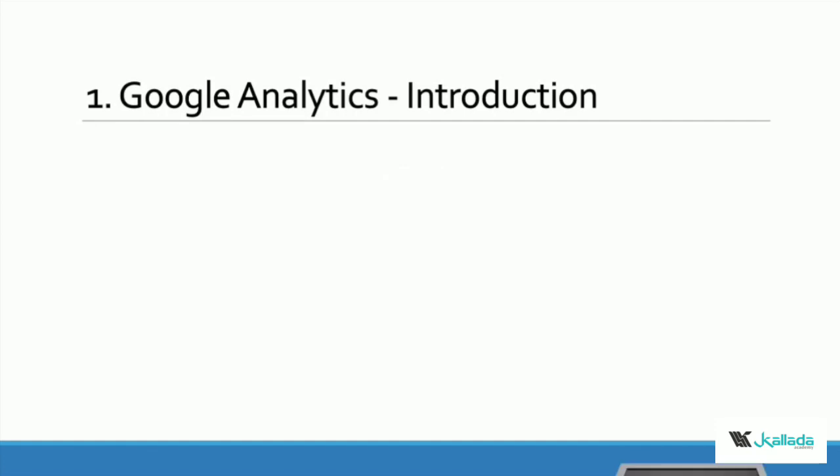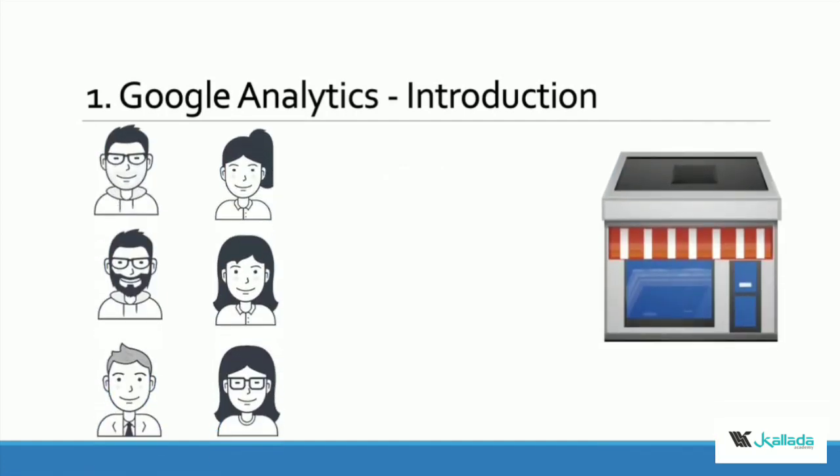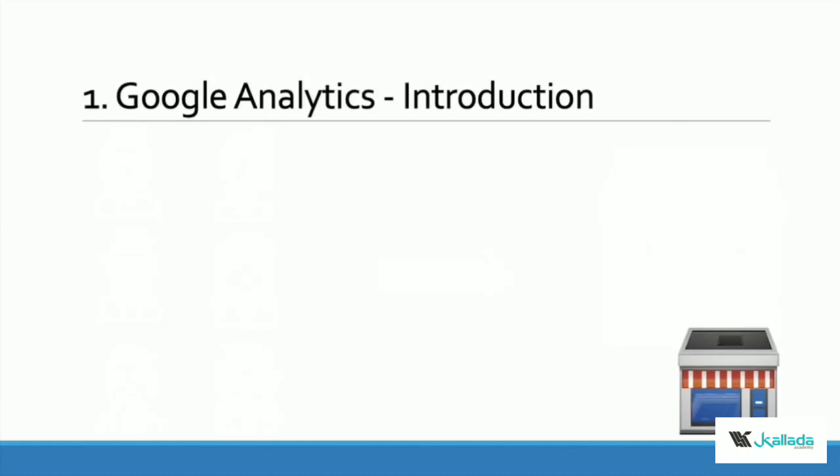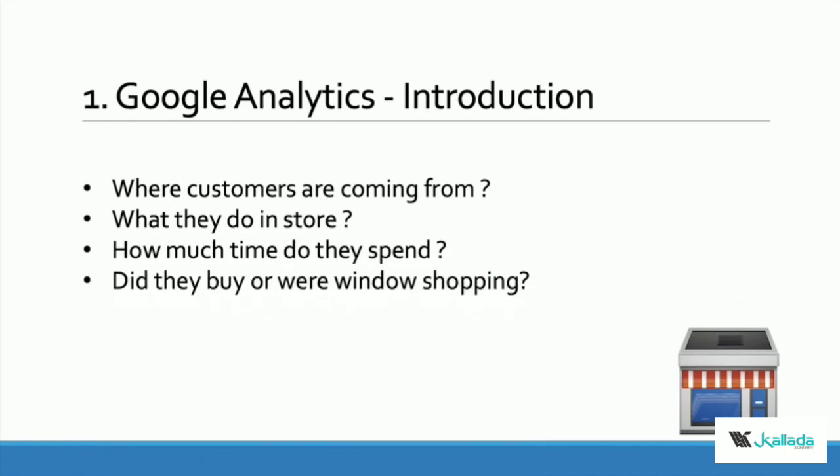So let me start with an example. Imagine you have a business and you have different customers walking into your business. It is tough for you to keep a tab on where the customers are coming from. What do they do in the store? How much time do they spend in your store? And did they even buy or just were window shopping? And if they bought something, what did they buy?